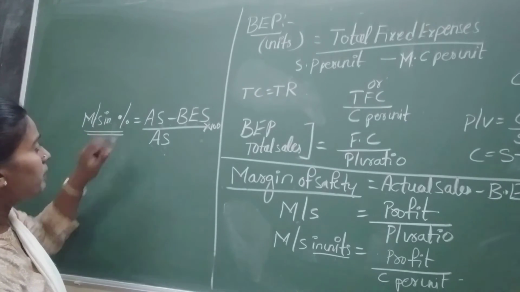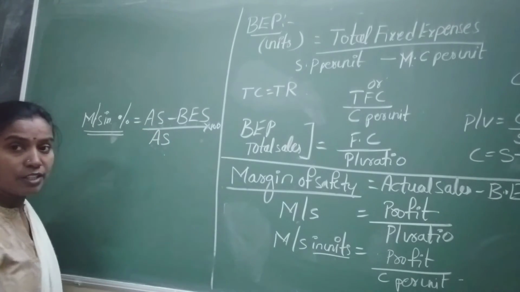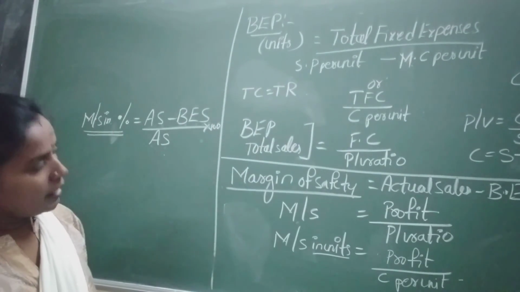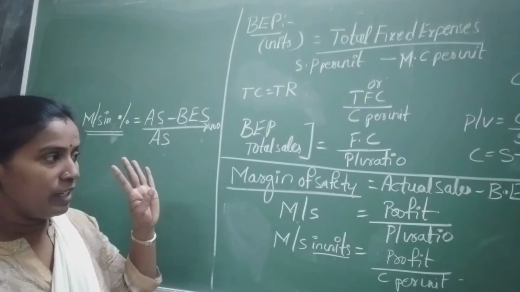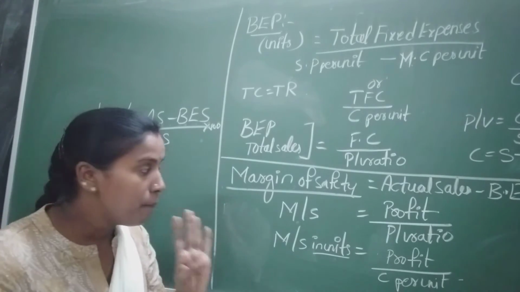Margin of safety in percentage. Actual sales minus break-even sales divided by actual sales into 100 is the formula for margin of safety in percentage. So how many formulas are there? How many formulas are written on the board now? 4 formulas are written for margin of safety.